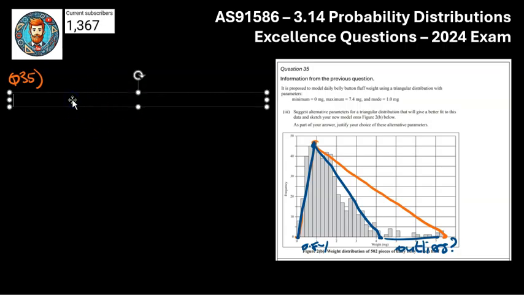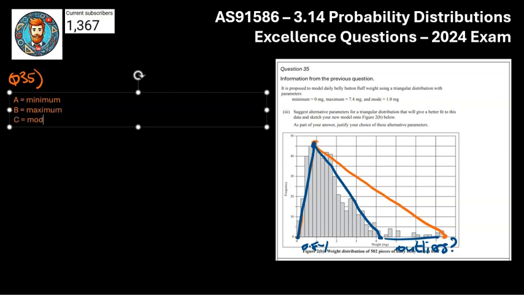Okay, let's now suggest our parameters. Remember, in a triangular distribution we need an A value, which is the minimum, a B value, which is the maximum, and a C value, which is the mode. So let's go through them. A, I think, is unchanged, because we're dealing with belly button fluff. 0 is the lower limit of the possibilities, so it makes total sense for 0 milligrams to stay exactly as it is.